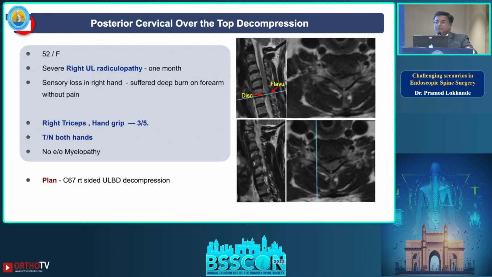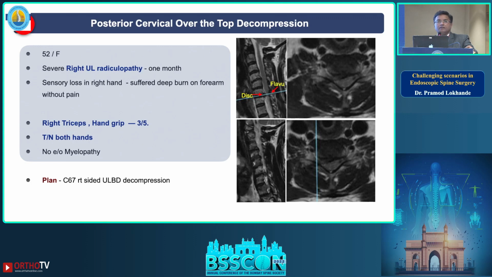So let's start with the first one, a degenerative spine case. We have a 52-year-old female patient, severe right upper limb radiculopathy, bilateral sensory loss so severe that she got a burn on the hand and she was not able to feel it. There was severe out of proportion weakness of the right hand. If you see the disc herniation, it is not so big as to cause so much weakness, 3/5 weakness, and there was no evidence of myelopathy.